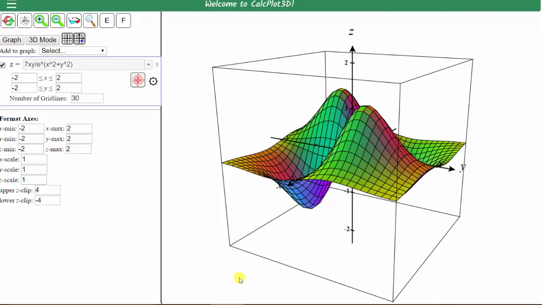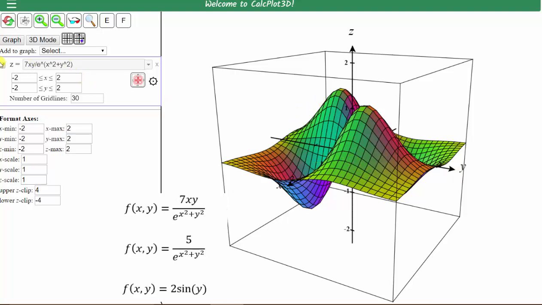When the app is first opened, this is always the default surface it graphs, given by the equation here on the left. And notice how this is the first function we're asked to graph to show the tangent plane. But to make it clear that the 7xy is in the numerator, let's put the 7xy in parentheses. Notice if we press graph, the surface doesn't change because the entry is equivalent.